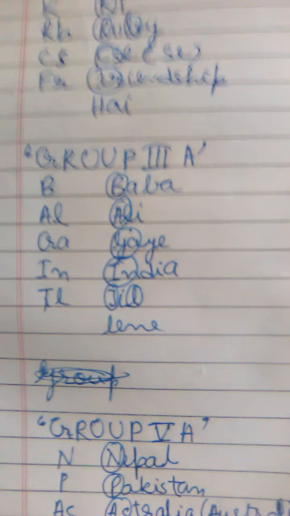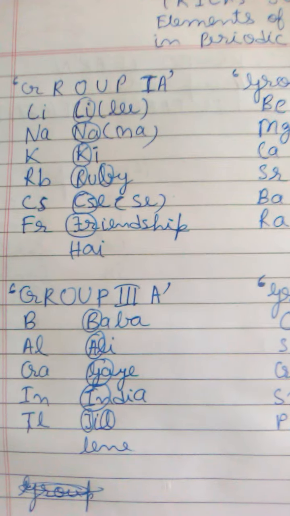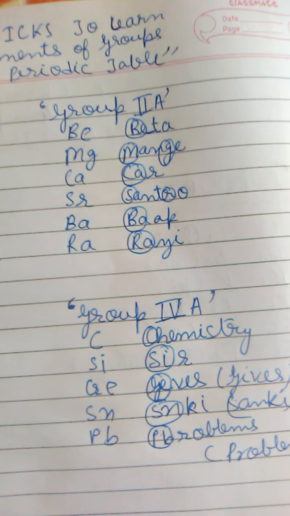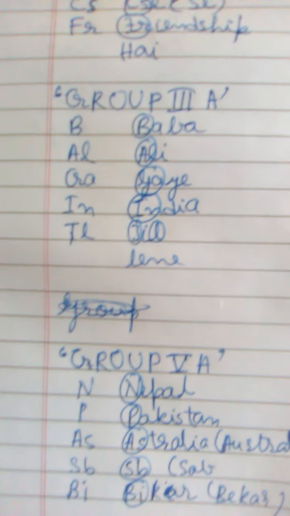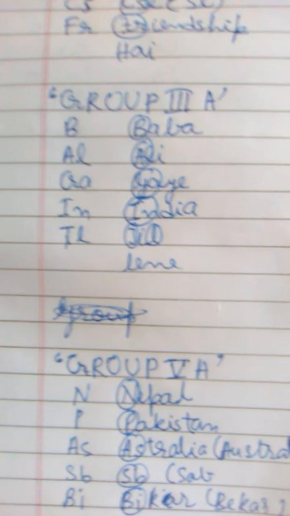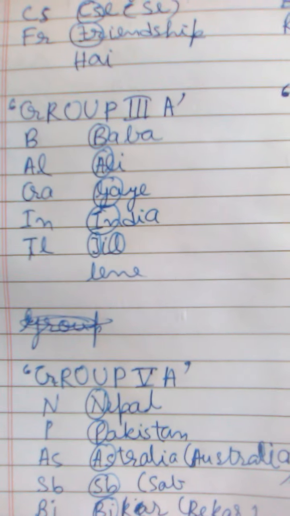Now the group 3A elements, which are also called the weak metals. Group 1A elements are called the alkali metals. Group 2A elements are called the alkaline earth metals. Group 3A elements are also known as weak metals, and these are boron, aluminium, gallium, indium, and thallium. The trick or mnemonic for that is Baba Ali Gai India Tillene.